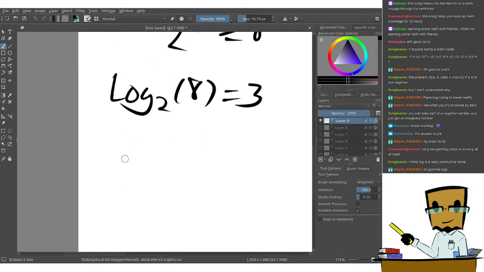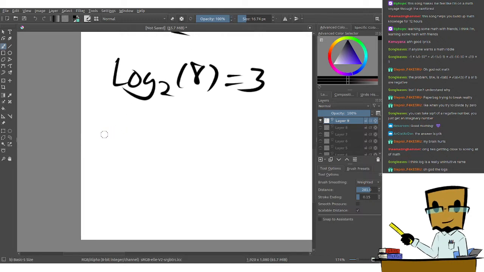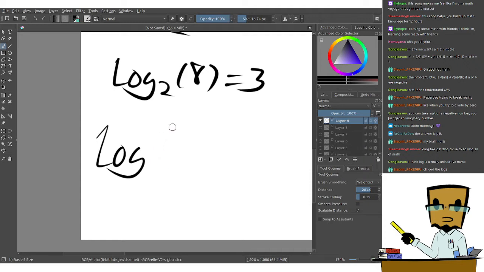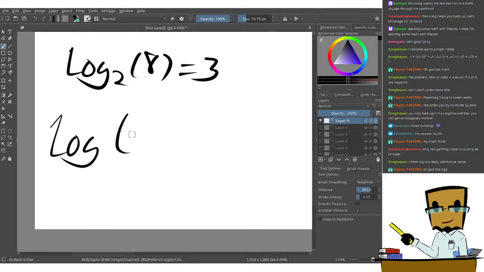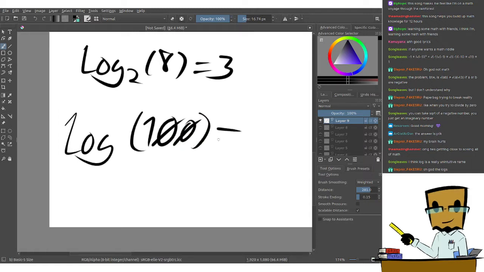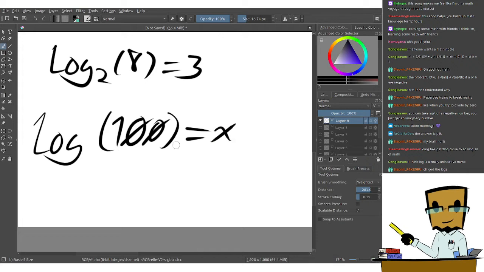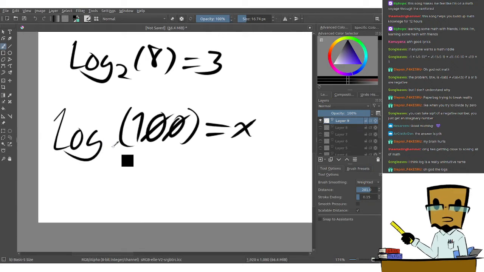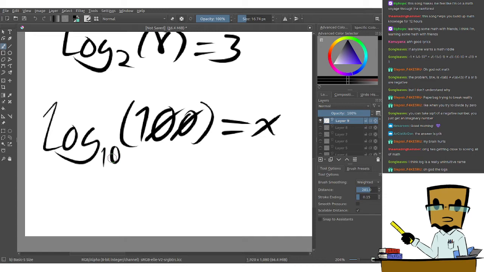Now there's a little bit of a problem. If you see log without a base, that's usually shorthand. Log base some mystery number. When there's no number, it's usually shorthand for log base 10.